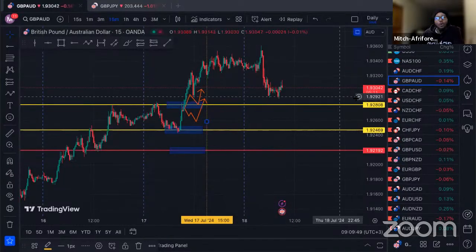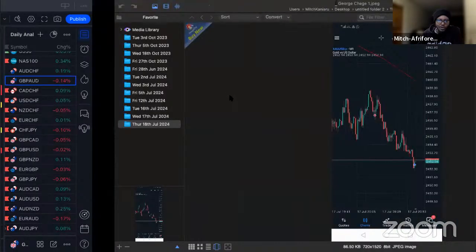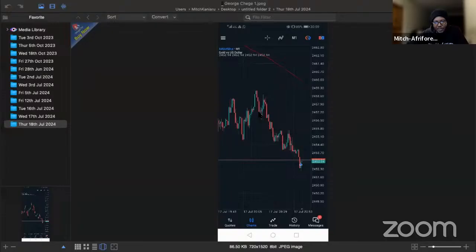So before we do jump on to today's pairs, let's just have a look at a few screenshots that we didn't manage to get. There were not that many. It was George Chege who did manage to grab some buying and selling opportunities here. So you can see here on gold, this is, I guess, on the 1 minute time frame. You did manage to grab a selling opportunity. You can see the price coming down in your favor. You did manage to end up taking a profit down there.